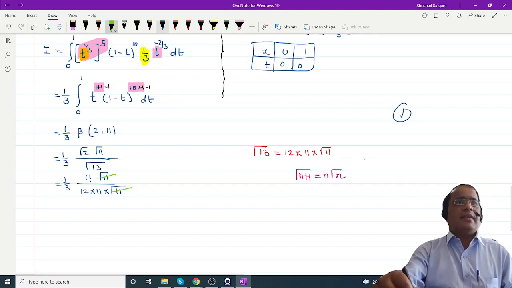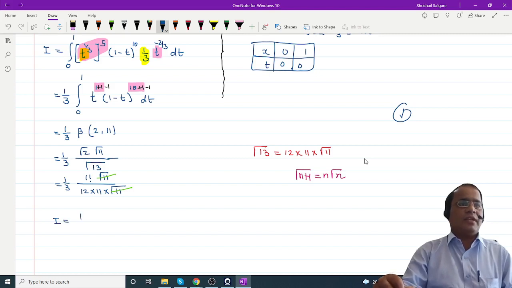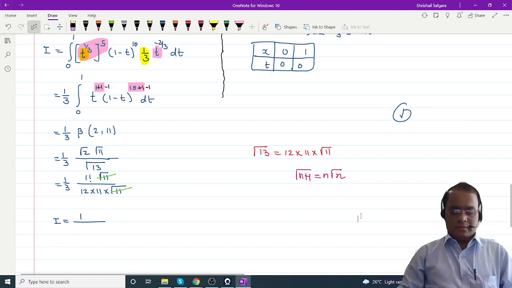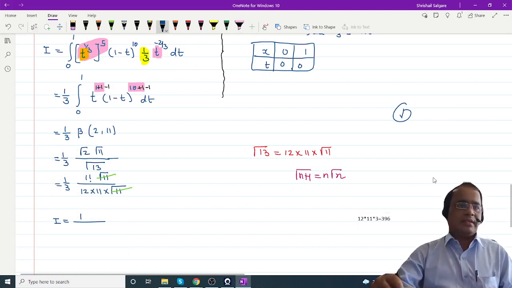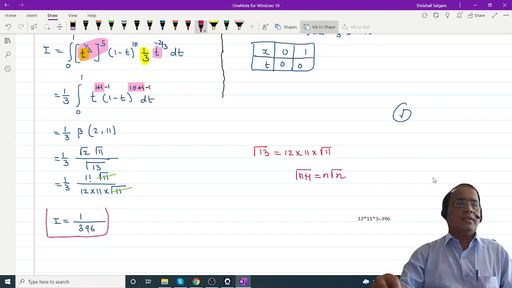So can anyone help me write the final answer? The numerator is 1 only, because 1 factorial is 1. 12 into 11 into 3. 12 into 11 is 132, and into 3 is 396. You may have forgotten that outside 3, right? Yes, this one is the final answer. So this is the third example.